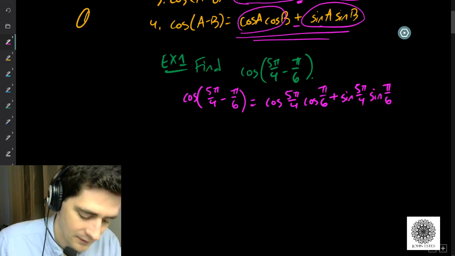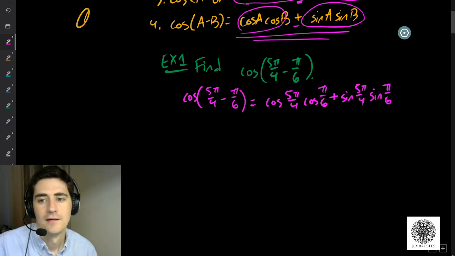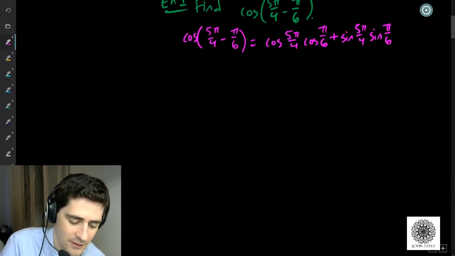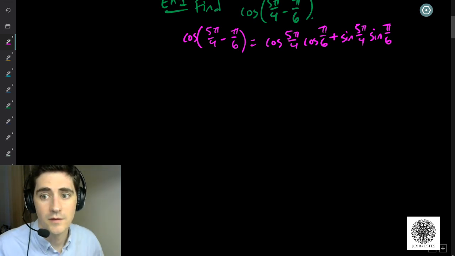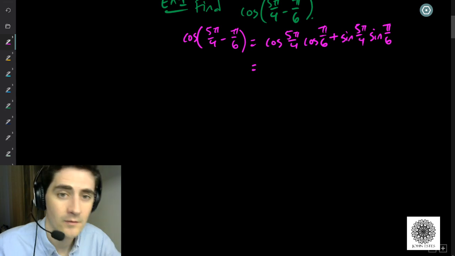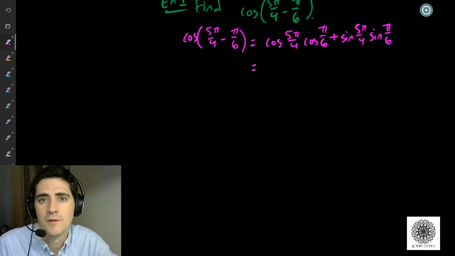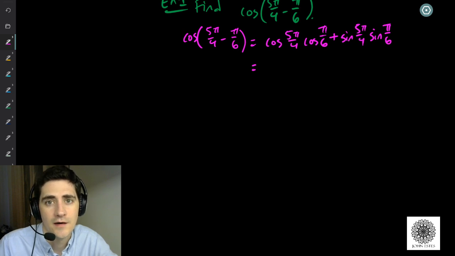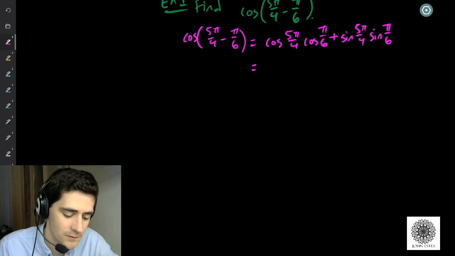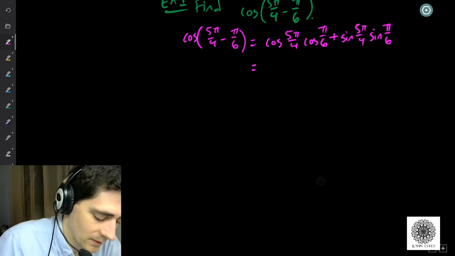over 6. Okay. Now, I know it's been a while since we've thought about these things, but we have to remember now how to evaluate each one of these. So, first of all, for the 5 pi over 4s, remember you have a reference angle of pi over 4. Sine and cosine of pi over 4 is root 2 over 2. And we just have to worry about plus or minus.